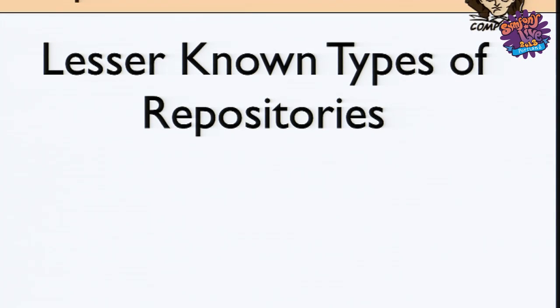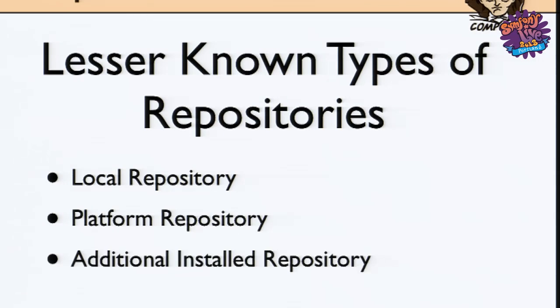Composer uses some other repositories internally. These aren't things that normal people see very often. There's a local repository. There's the platform repository, and there's the additional installed repository. Does anyone know about any of these? Has anyone played with these before? One person, okay. So this is going to be new.